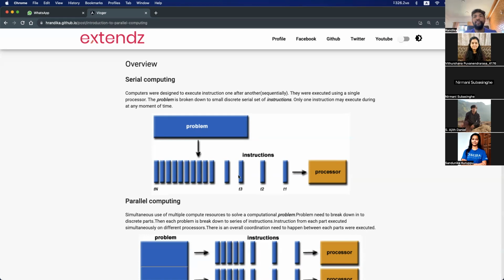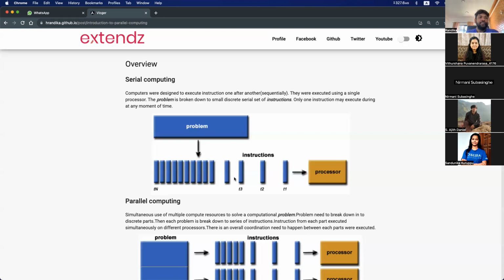Most of the time, the execution that we do in our day-to-day activities is serial computing. We are not doing parallel computing for even 90% of our daily work. Most of the time, the instructions that we execute using our CPU are going to be in a serial manner. So instructions will get executed using one single processor, and these instructions are executed very frequently.